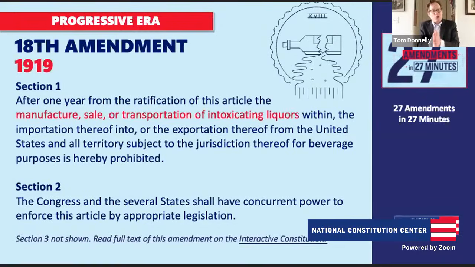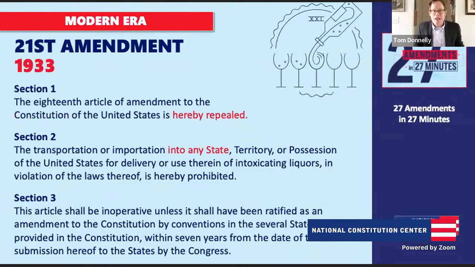It's in place for 13 years, and then we, the people, decide that was a lousy idea. And so the 18th Amendment becomes the only amendment that we repealed outright. What does the amendment say? It says the 18th article of amendment to the Constitution of the United States is hereby repealed. So it's really direct. And this is just an example, again, of us experimenting with one amendment and then concluding, just a little over a decade later, no, we don't want that in the Constitution anymore.